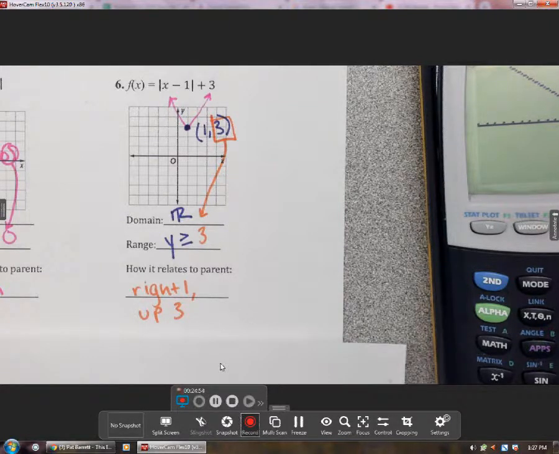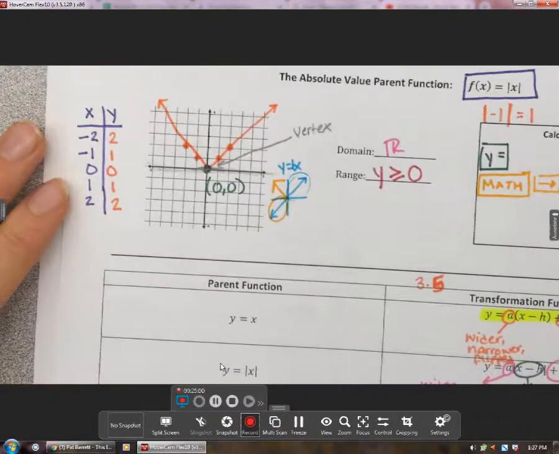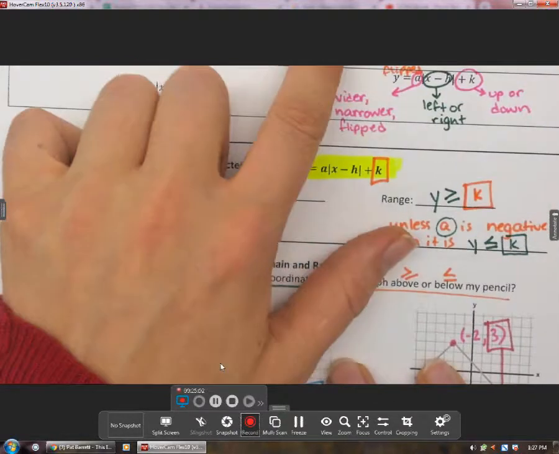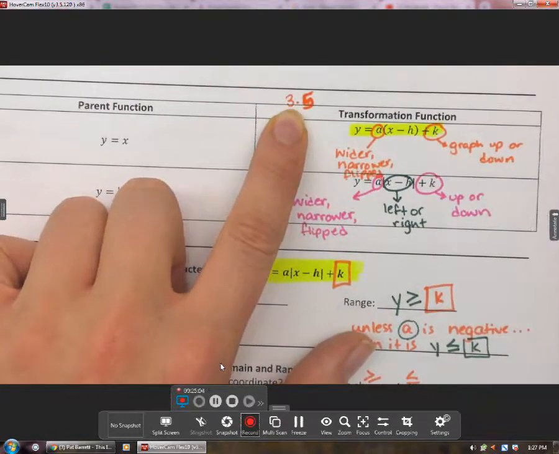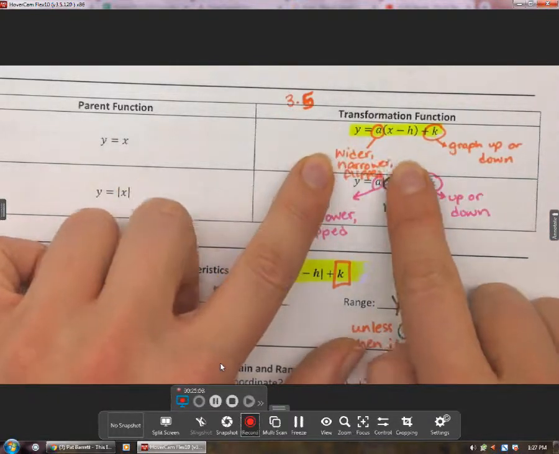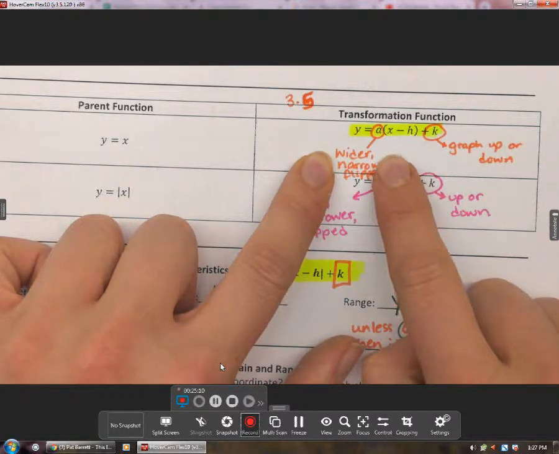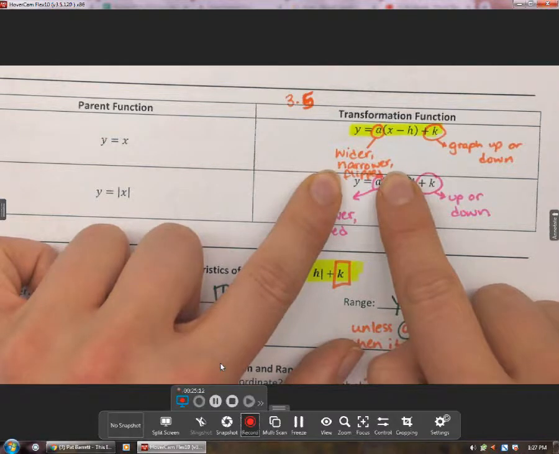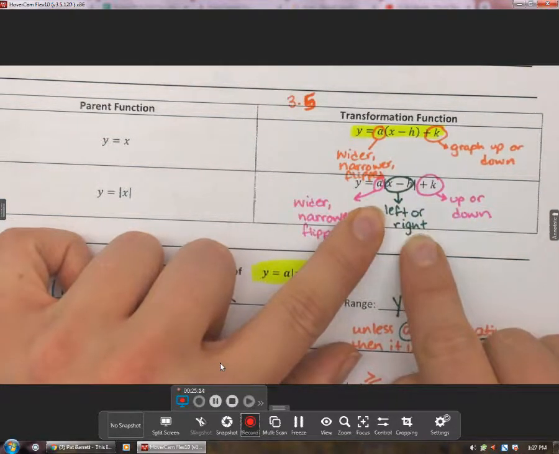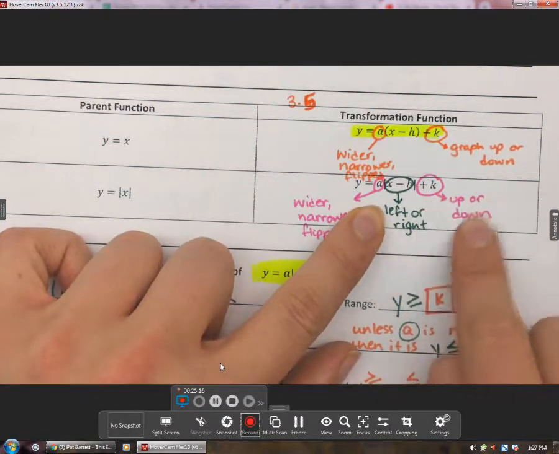Okay, I just want to do a quick recap. You have not seen these graphs before, but you have done absolute value. What we did today was take what we learned from 3.5. It might help you during the homework if you want to pull out those notes. We remembered that A tells us if it's wider, narrower, or flipped. H tells us left or right. K tells us up or down.